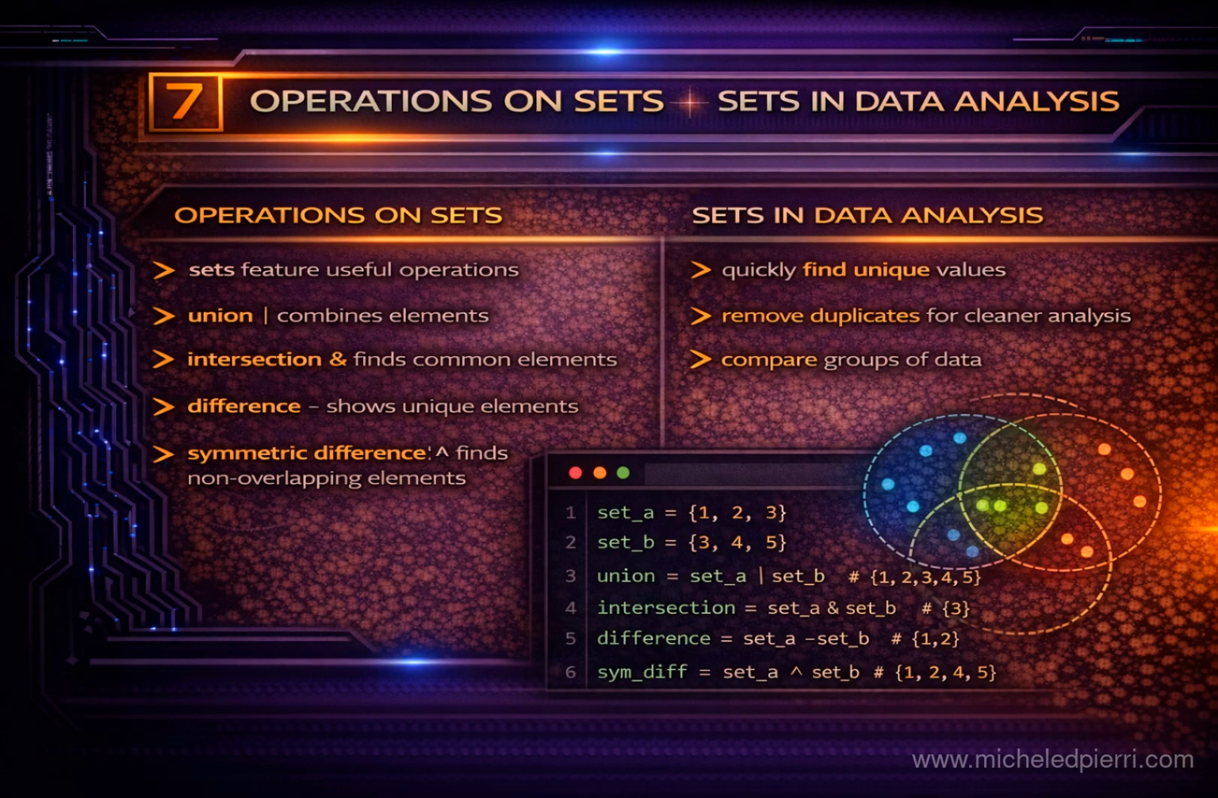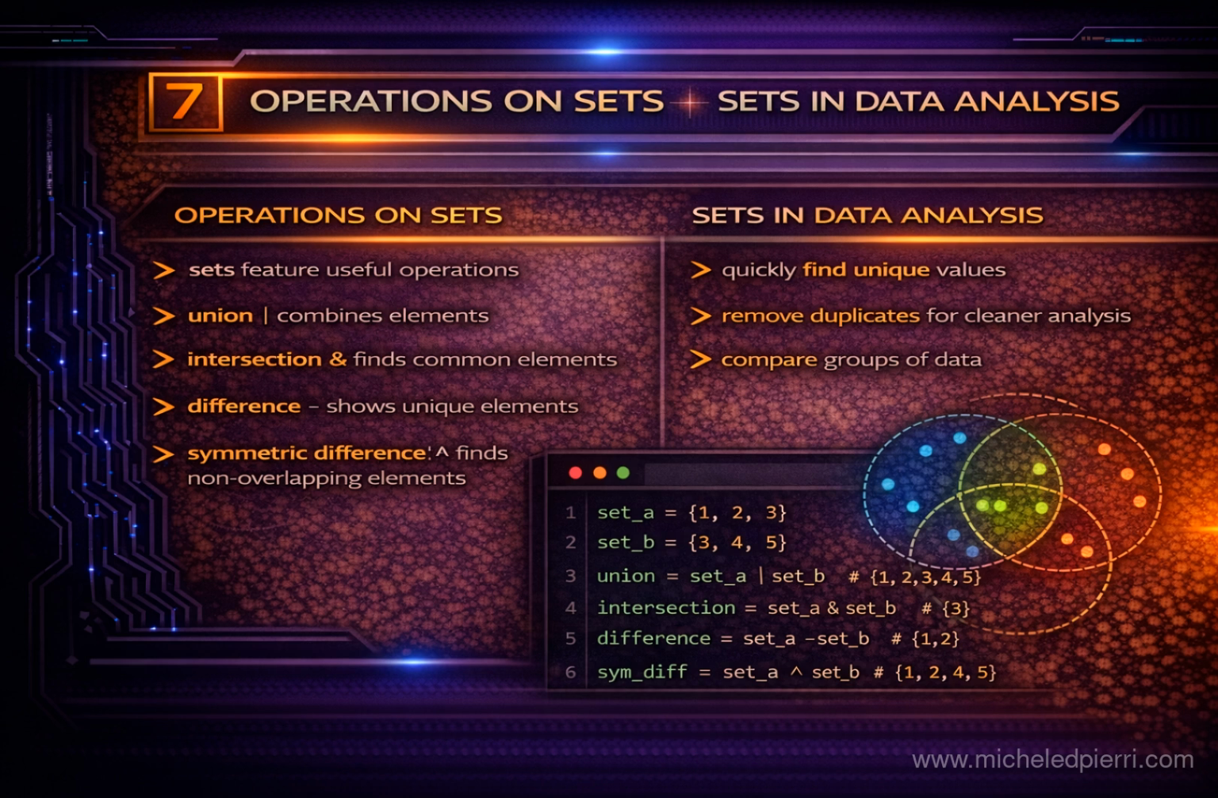Once you have sets, the real power comes from set operations. These let you combine groups, find what they share, or isolate what's unique to one group. Conceptually, it's the same logic you use when comparing categories in real life. What's in A or B, what's in both, what's only in A, and what's in one but not the other. That's why sets show up naturally in data analysis. They're a clean way to deduplicate values and to compare groups without writing loops.